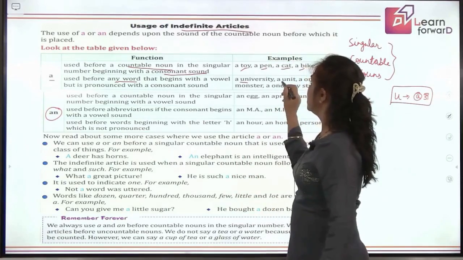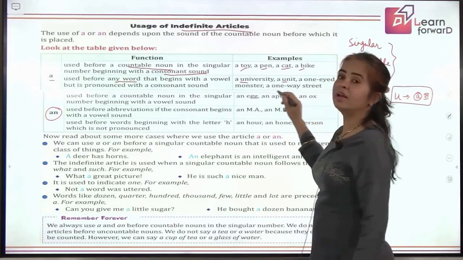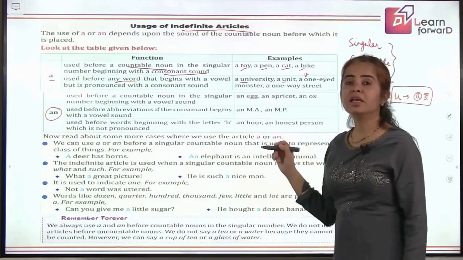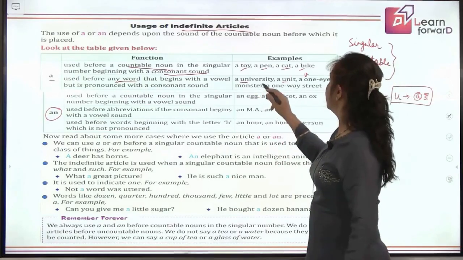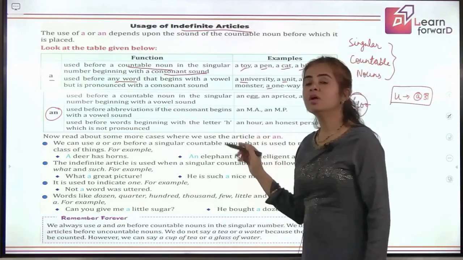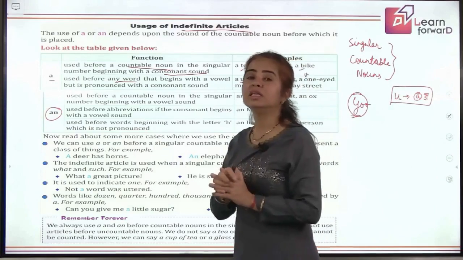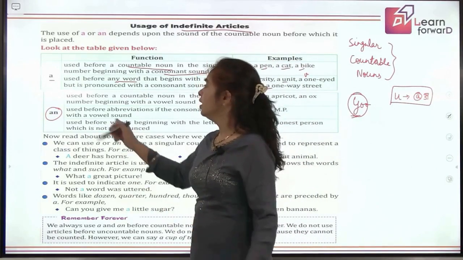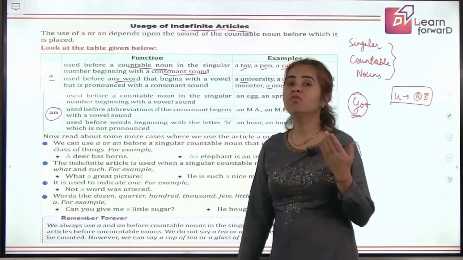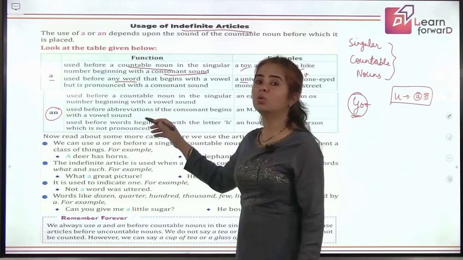Similarly, when I say a unit, again it's a y sound, not an vowel sound. A one-eyed, here we are getting the sound of W. So it is again a consonant sound. A one-eyed monster, a one-way street, again the W sound. So we have to focus on the sound. This is what I said, not on the initial letter. Okay. Now when we talk about an, they are used before the initial vowel sounds. So again, remember here we are talking about sound, not the letter.